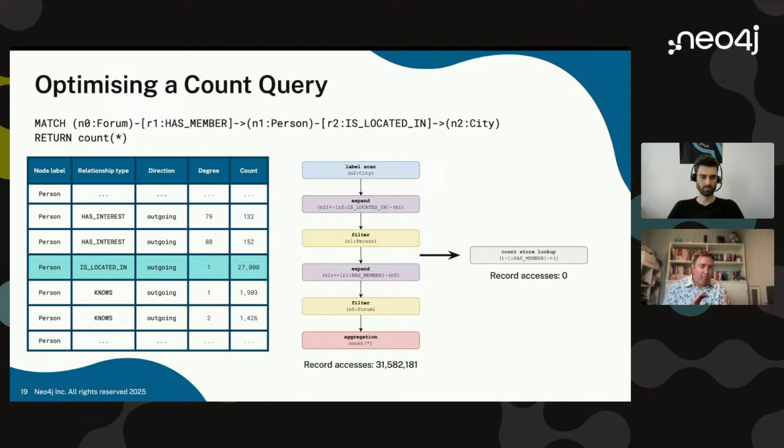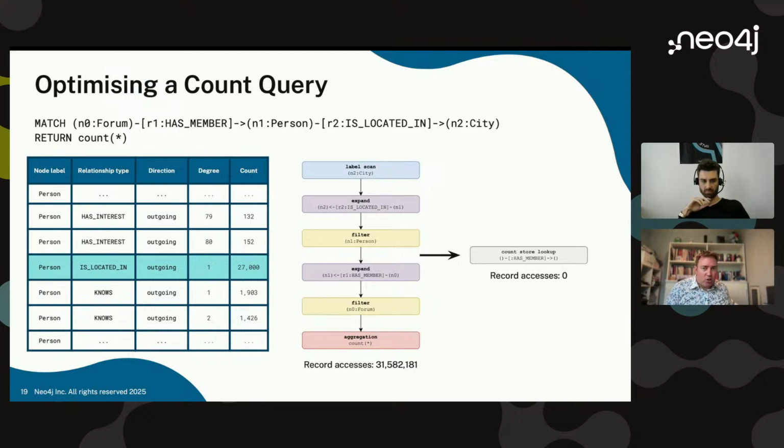But when we have metadata, we can actually look at how things are connected. The table on the left shows that a person is located in a city with degree 1, which means that for this hop between person and city, there will only ever be one relationship. So if we are only counting the results at the bottom, this count star, that means that we're not actually interested in the result. We only want to count the number of results that we get, so we don't count out the values.